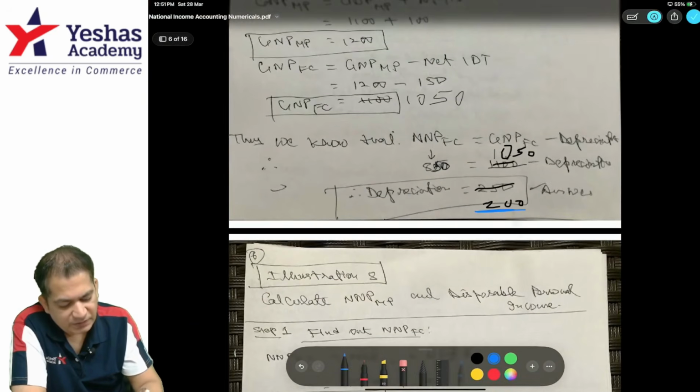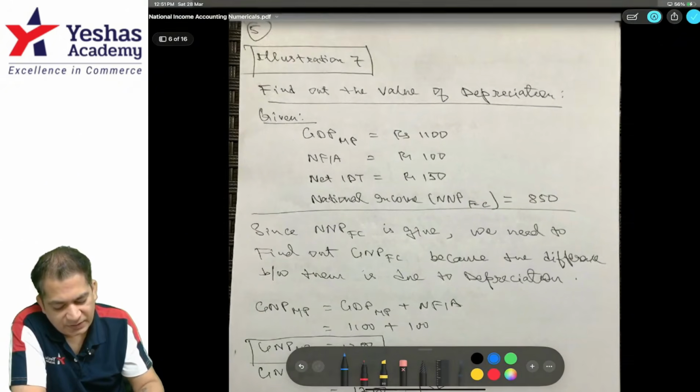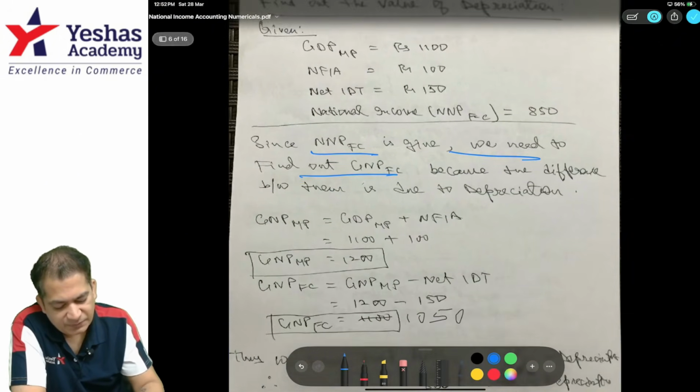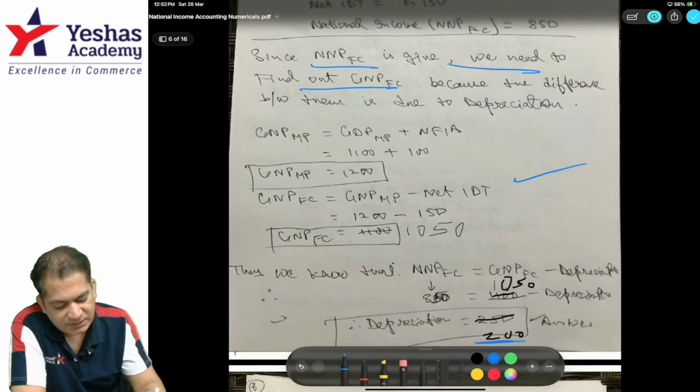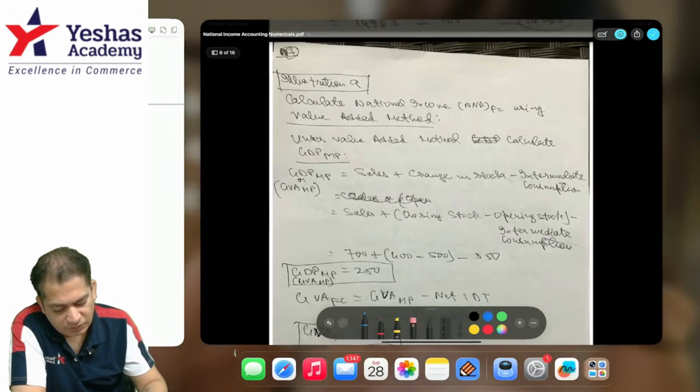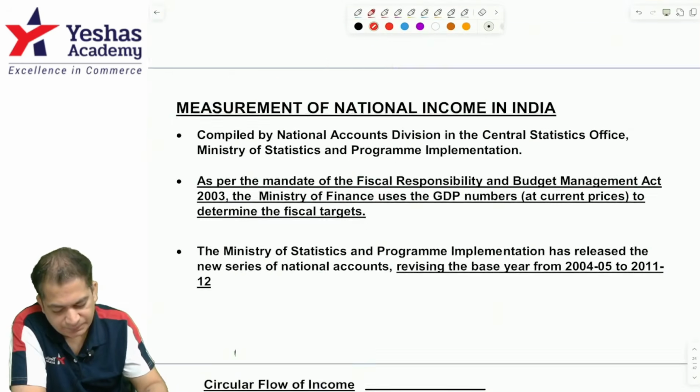You get a depreciation value as 200 and I've solved it here. You see, since NNP at factor cost is given, we need to find out GNP at factor cost because the difference between them is NFIA, and this is how it is solved over here. Now let's look at some other questions.